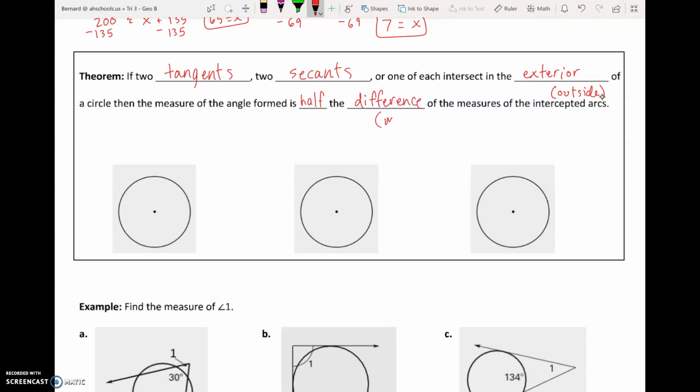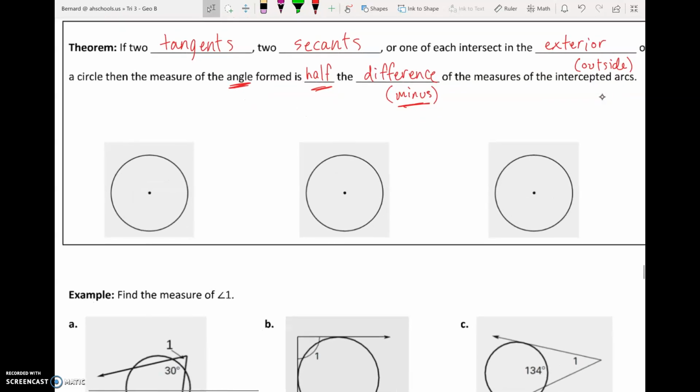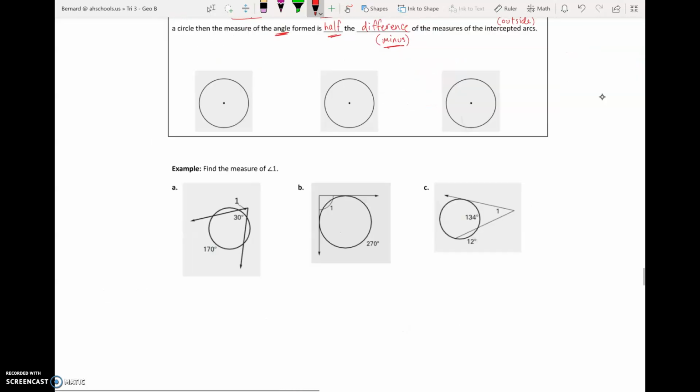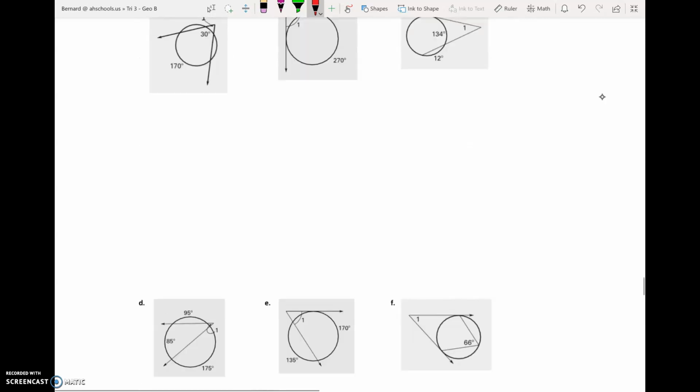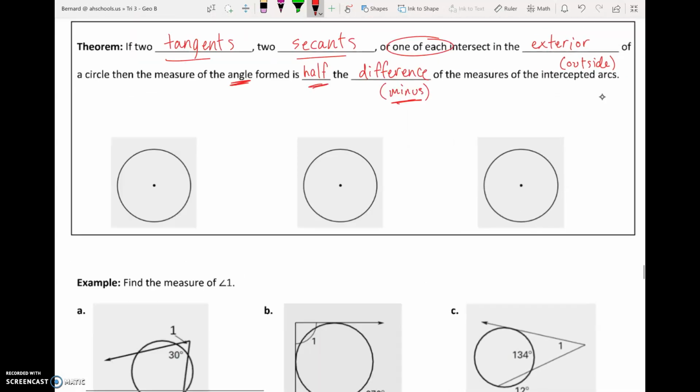And remember what difference means. That means like minus. So we are going to subtract here. So the angle is half the difference of the measures of the intersected arcs. And so we're going to draw three pictures because it can be two tangents, two secants, or one of each. Now, don't concern yourself too much with all these vocabs. As you'll see, we'll see 1,000 different examples in this note packet, plus a whole bunch on the worksheet, and they all operate the same way. And so again, don't concern yourself too much with the vocabulary here, but I just want to show you the different setups that we can have here.